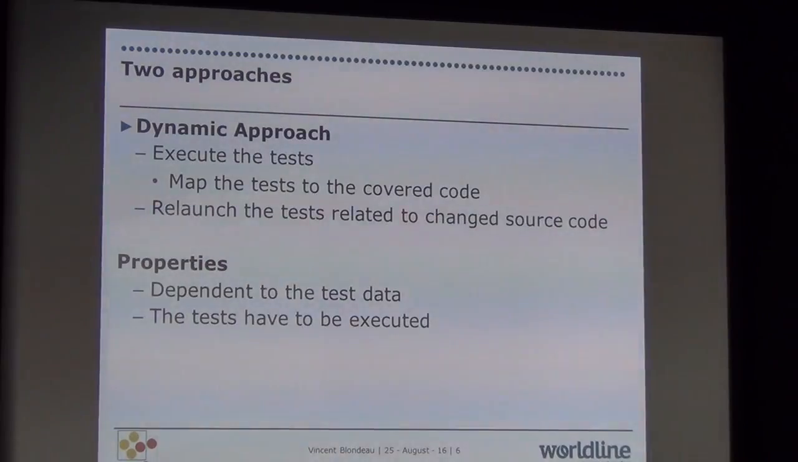The second approach is a dynamic one. Here we need to execute the tests to have a mapping between the tests and the application source code. So after that we know which test impacts which method of the application. If we change a method, we know the tests we have to relaunch. But we have to execute the tests, and it depends on the data that we put in the tests. If we change the data a bit, we can pass to another condition of the if and have another coverage of the application.